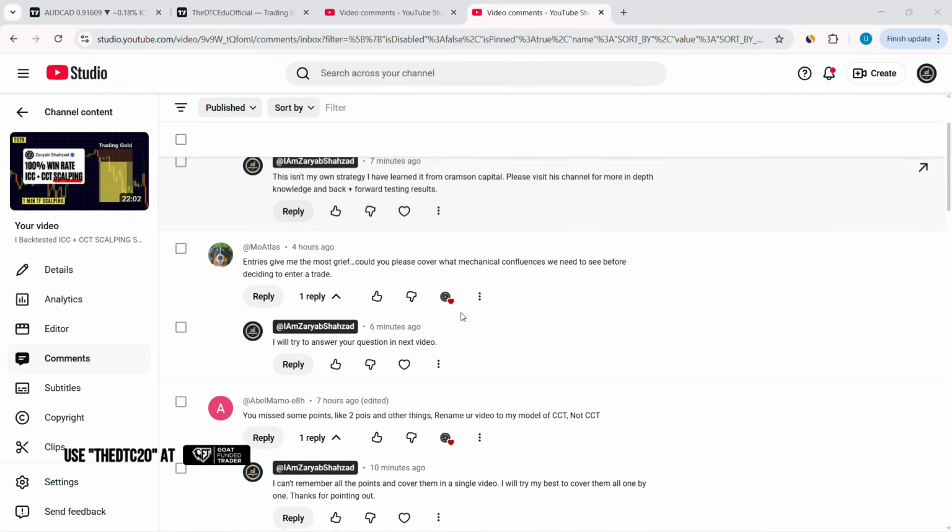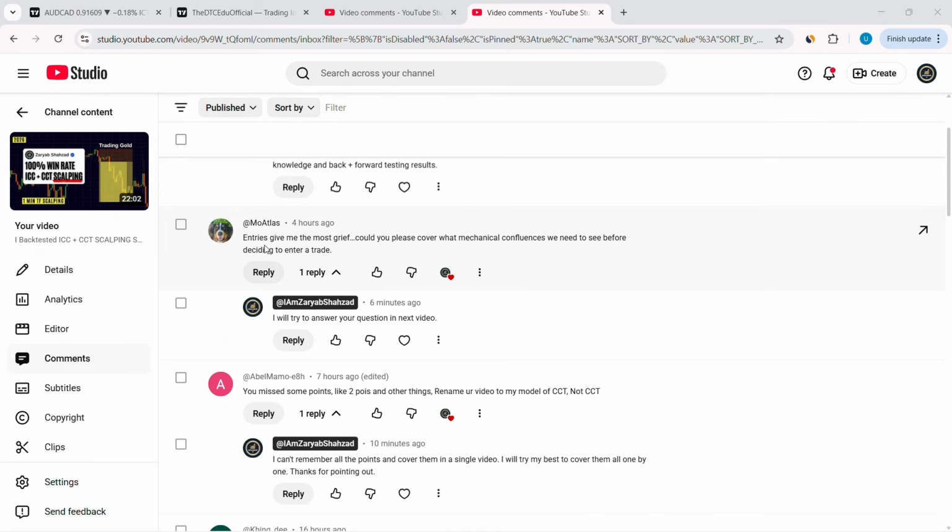The next thing is: entries gave me the most trouble. Could you please cover what mechanical confluences we need to see before deciding to enter? I think this is the comment that I was referring to at the start of the video, and I tried to explain the strategy as best as I can. Hope that will solve your confusion.